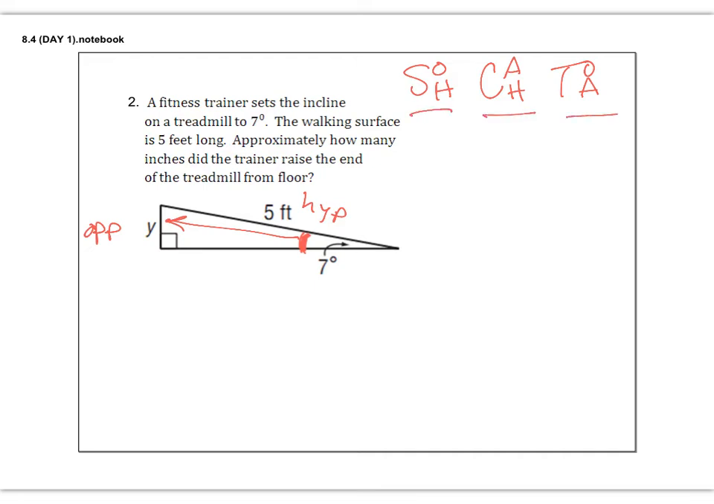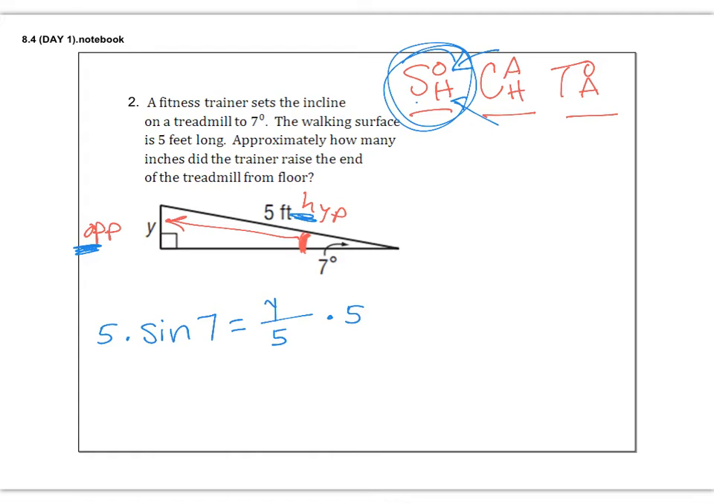You're going to pick the trig ratio that has the two sides that you need. For instance, we have opposite and hypotenuse, O and H. Right here, you can see sine has O and H. So we're going to pick sine. So we're going to go sine of 7 degrees equals opposite, which is y, over hypotenuse, which is 5. Now, cool, we have an equation set up that we can solve for y. All you have to do is multiply both sides by 5, or you can think of it as 5 over 1, and then type this into your calculator.